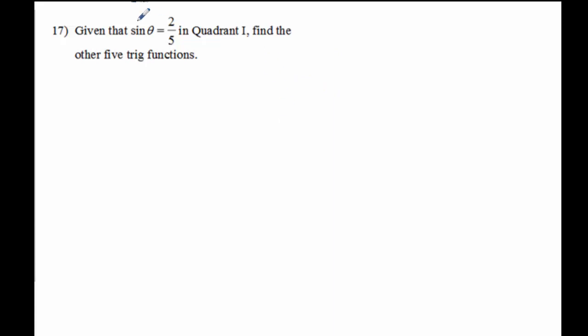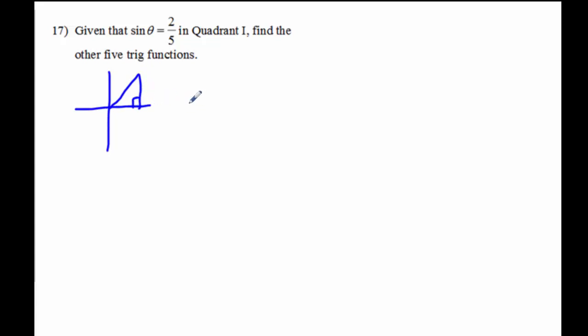(17) tells us that sine is 2/5 and that we're in the first quadrant and we want to find the other 5 trig functions. When you see that they give you a trig function, we're going to need to write a triangle of some sort. And so since it's in quadrant 1, I'm probably going to want to do an x and a y axis, and I want to draw my triangle over here in quadrant 1.